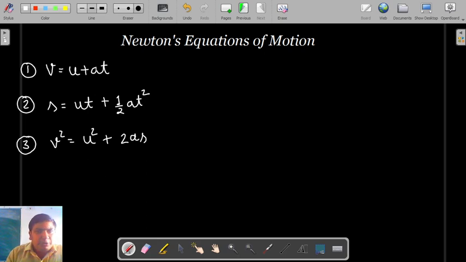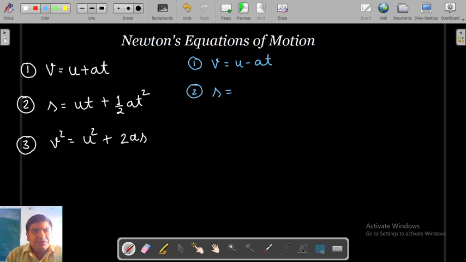So these are the equations of motion when the acceleration is positive, but if we take in the retardation, then the equation can be written as v equals to u minus at. Second is s equals to ut minus half at square, and the third one is v square equals to u square minus 2as.